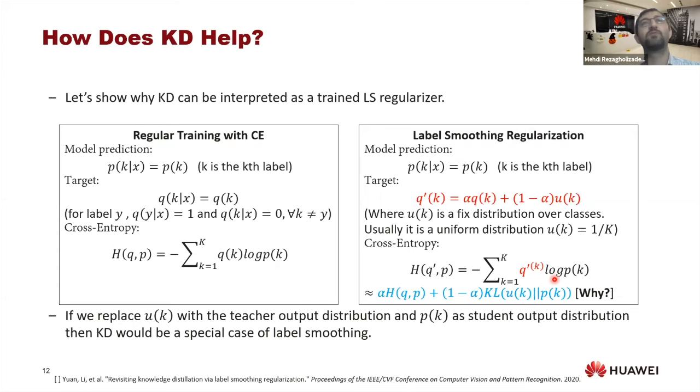For regular training with cross entropy, we have the model prediction. Let's say PK is the model prediction, and K relates to the label of the correct class. And for the target, we have a one-hot vector QK. That is, for the kth class this target is 1, and for the others it's 0. And then we have the cross entropy loss.